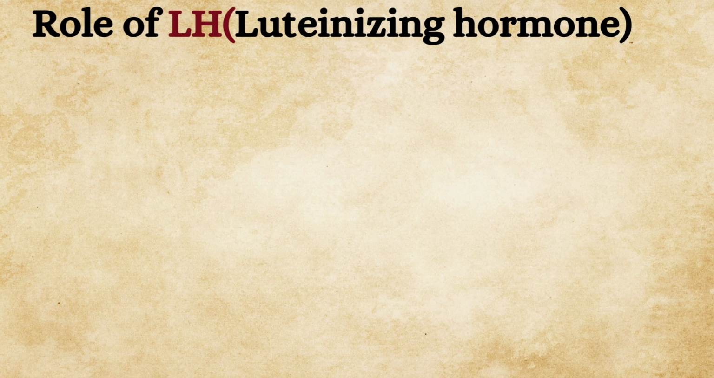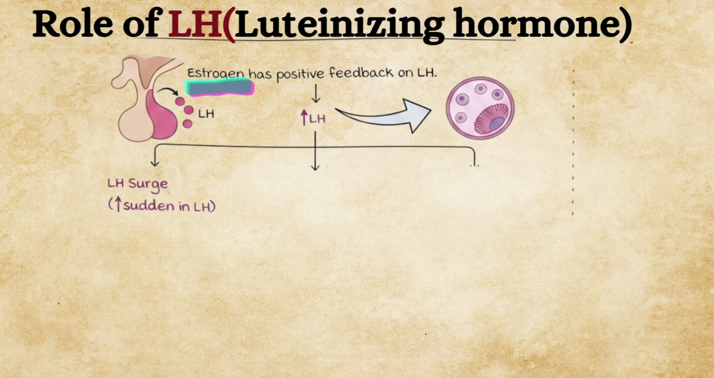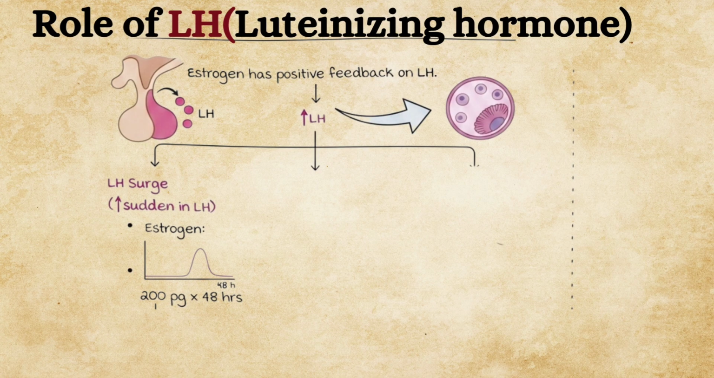Let's understand the role of LH, luteinizing hormone. Estrogen has positive feedback on LH. It means high levels of estrogen stimulate the release and surge of luteinizing hormone. This surge is triggered by rising estrogen levels. Specifically, a threshold of around 200 picogram per milliliter of estrogen sustained for approximately 48 hours triggers the surge.